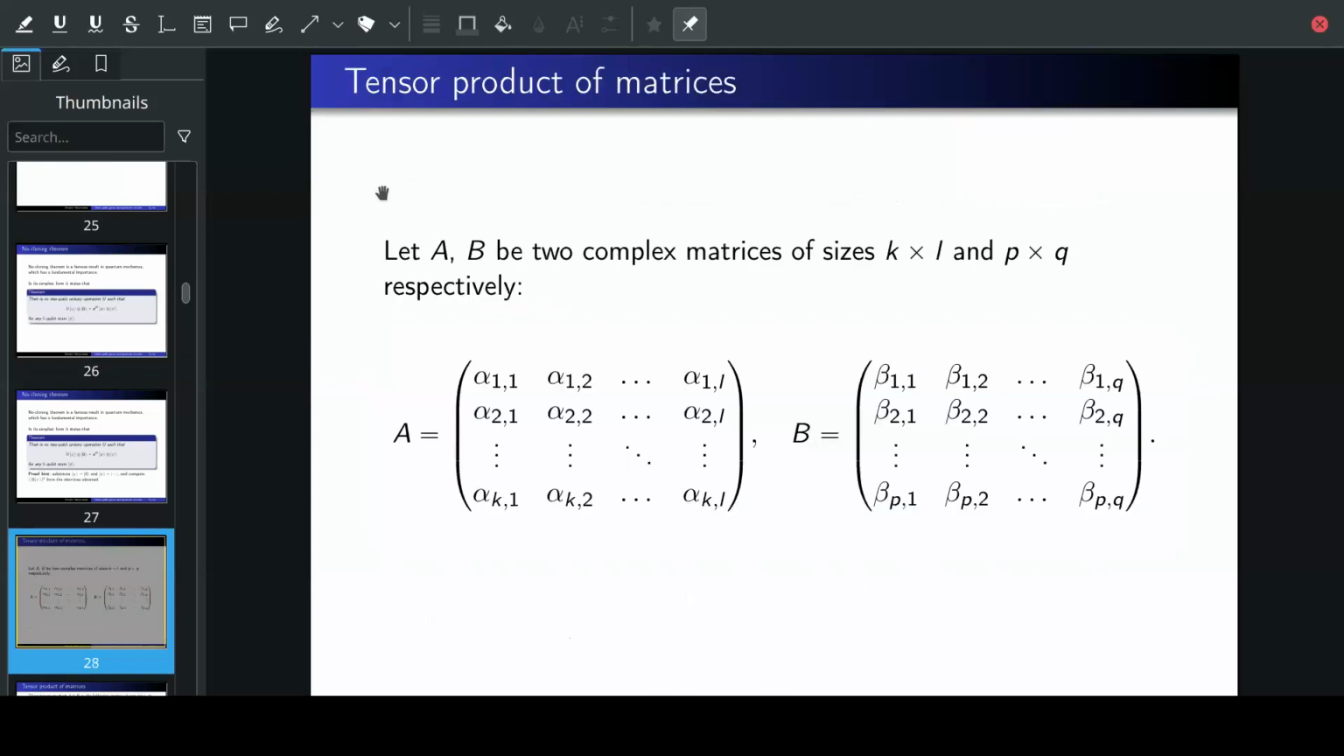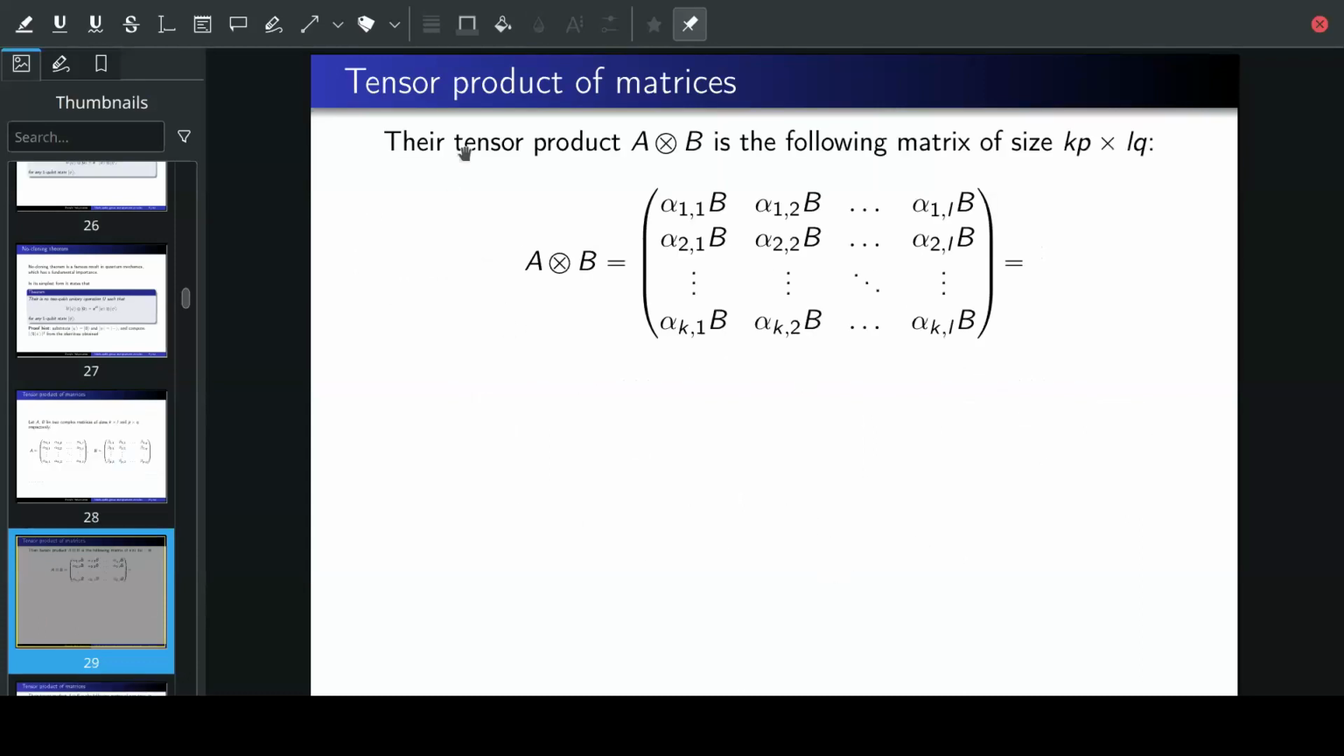What we need next is the tensor product of matrices. Suppose we have two complex matrices A and B, and they are not necessarily square. They can be general matrices of sizes k times l and p times q. Now, the tensor product of those matrices is the following matrix of this size.